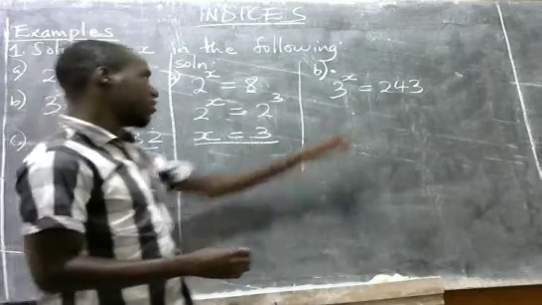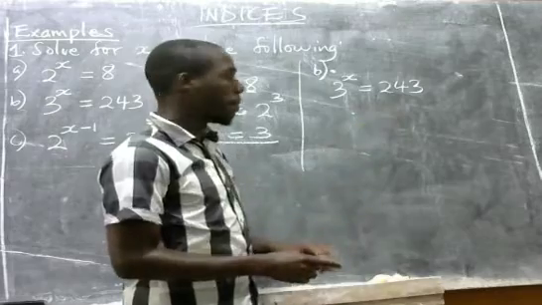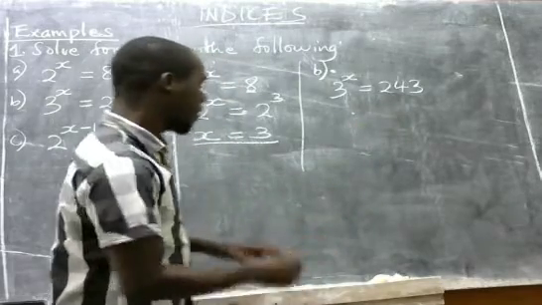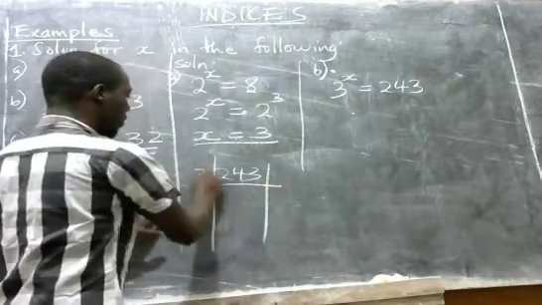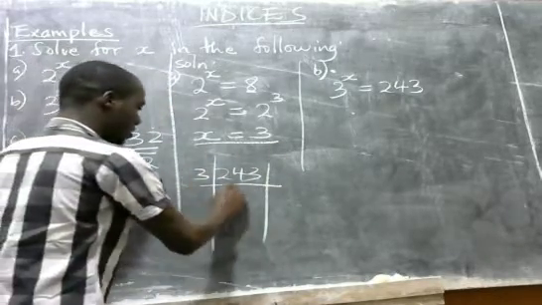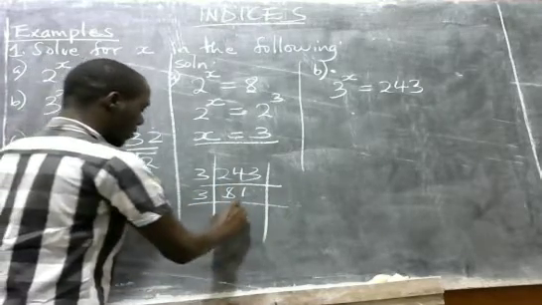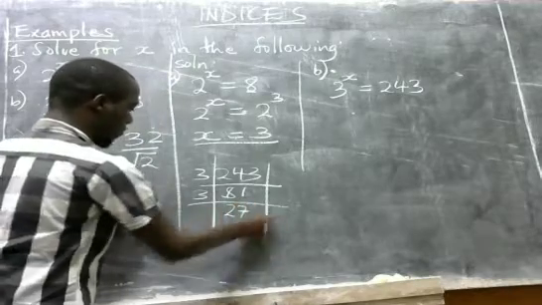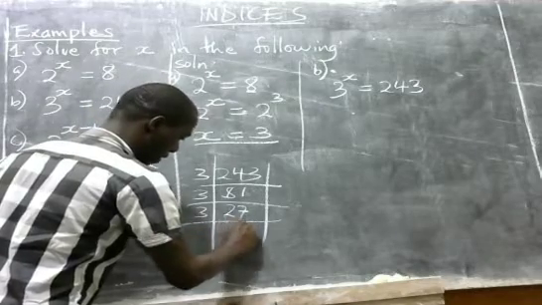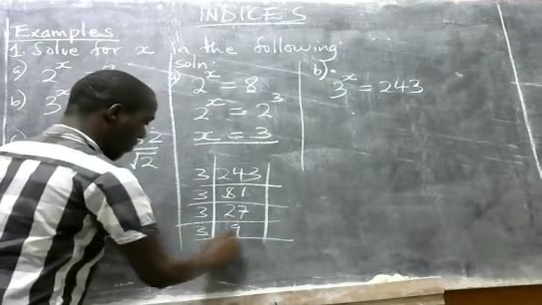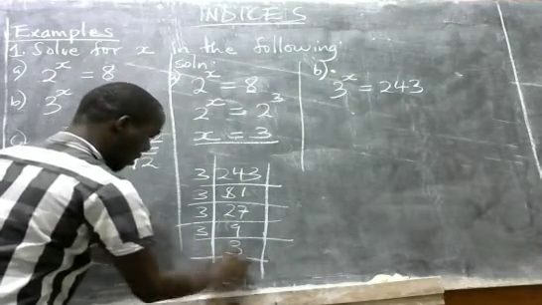Part B, 3 power x is equal to 243. We are going to prime decompose 243 and we see what we get. When I prime decompose, 243 divided by 3 is 81. 81 divided by 3 is 27. Then 27 divided by 3 is 9. When you divide here, you get 3. When you divide here, you get 1.